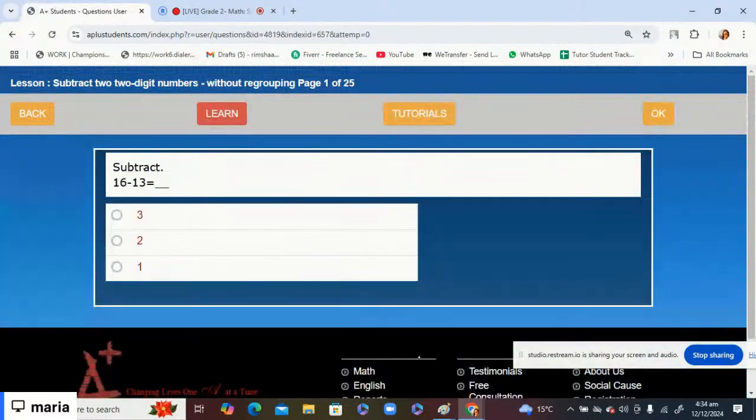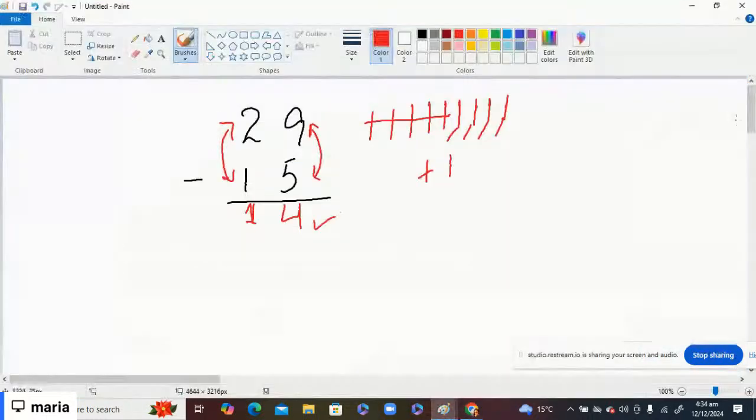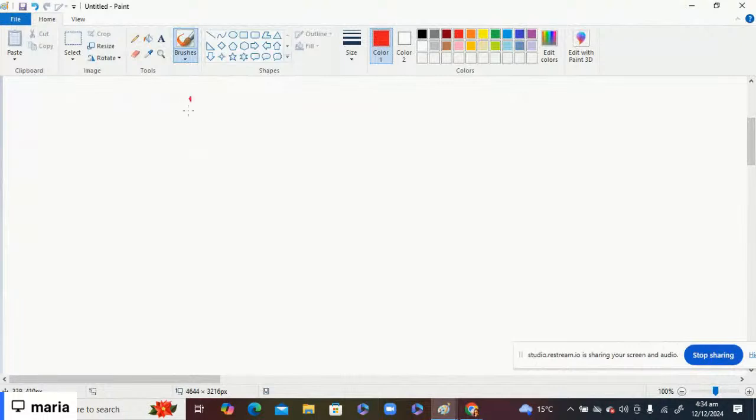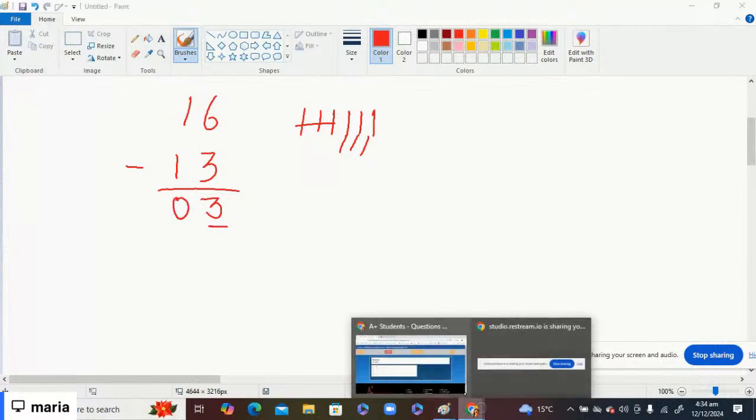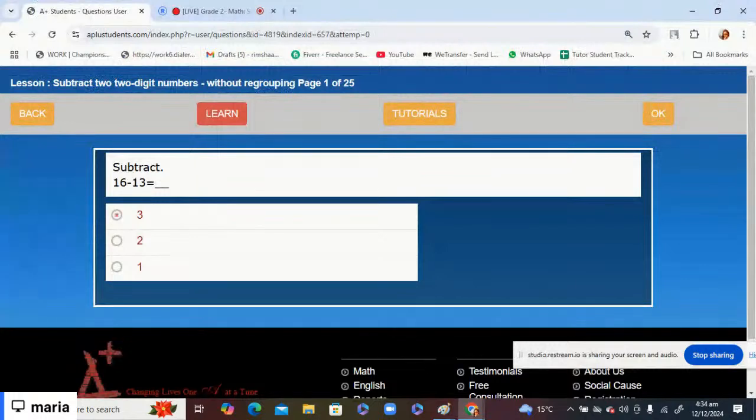16 minus 13. First of all, solve this, draw 6 lines. 1, 2, 3, 4, 5, 6. And remove these 3 lines, 1, 2, and 3. How many lines are left? That is 1, 2, and 3. And 1 minus 1, which is 0. Okay, so 3 is your answer. Move on with this.